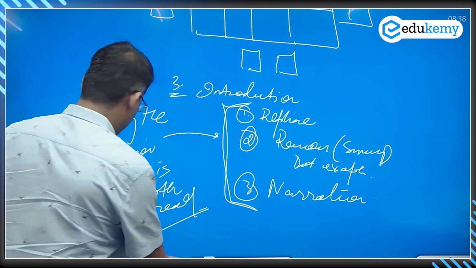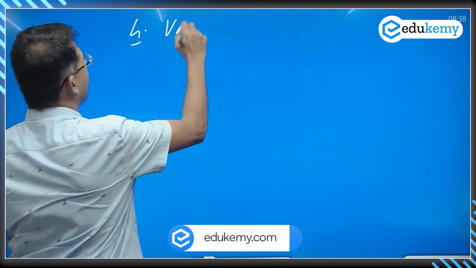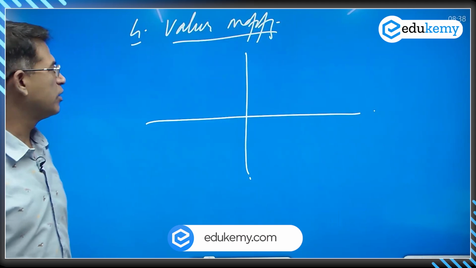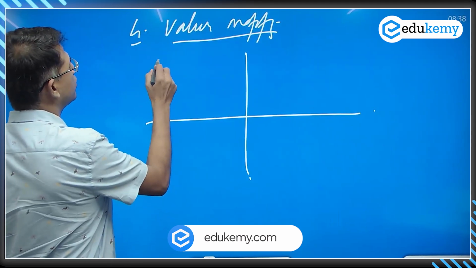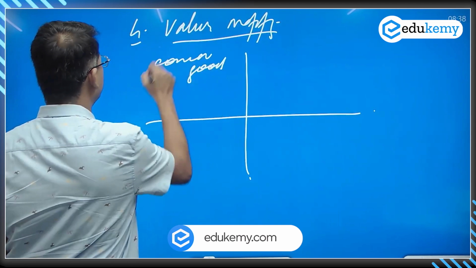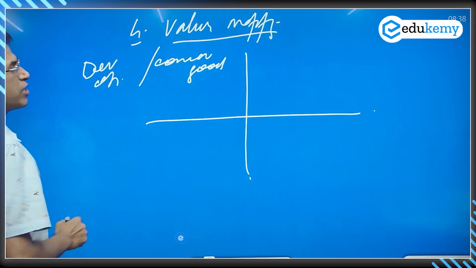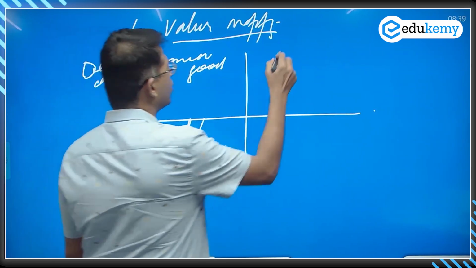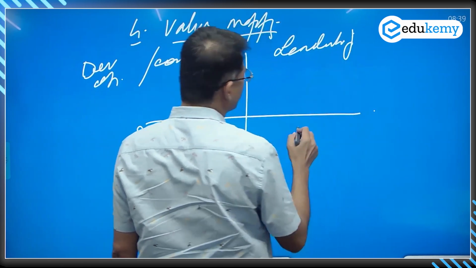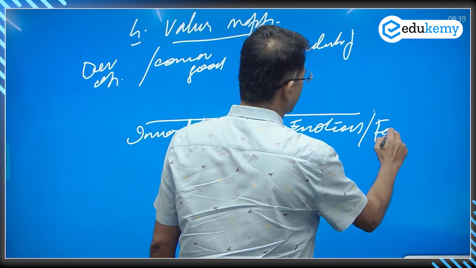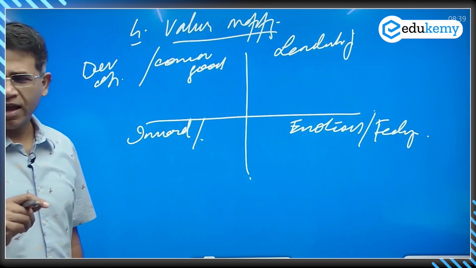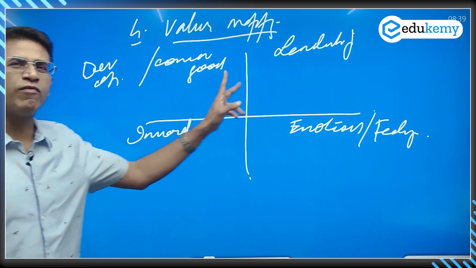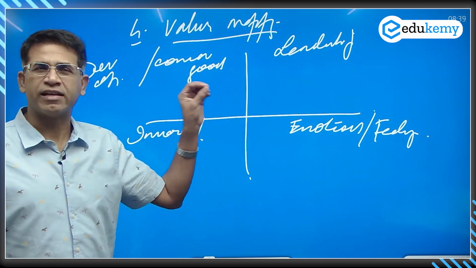Now, I must talk about one more thing. Mapping with values. And for values mapping, I gave you 4 types. Values related to some common good or some development objective. Values related to something which is inward, about your own person. Values around leadership, and some of those are emotional, feeling-based values. These 4 I have given you. And invariably, your essay topic will fall into one of them. Sometimes even 2 of them can be there, but identify that and develop the essay on that.